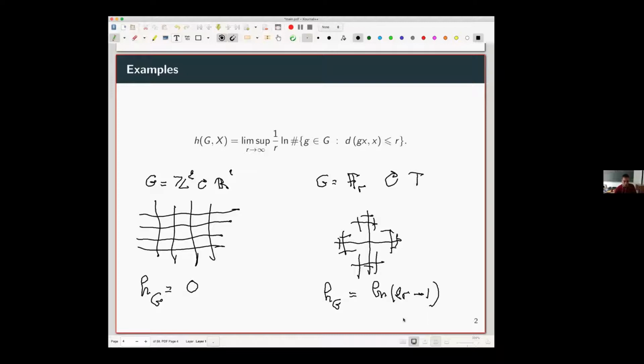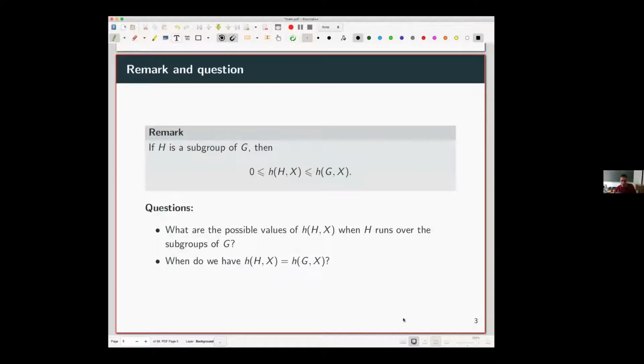Now, let's start with a very basic remark. If you take a subgroup H of G, you can measure the growth rate of H and the growth rate of G. Of course, H is smaller than G. It's a subgroup. So the growth rate has to be smaller than the one of G.